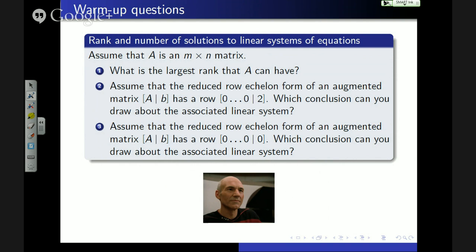Question number 2. Suppose that you take your matrix A, and in the reduced row echelon form, there is a row that reads 0, 0, 0, 0, line 2. Which conclusion can you draw about the associated linear system of equations? Inconsistent, one of your friends said. And that's absolutely right. Why? Because this says 0, 0, 0, 0 means give me a linear combination in which everything is 0, the result should be equal to 2. Well, that's not possible, is it?